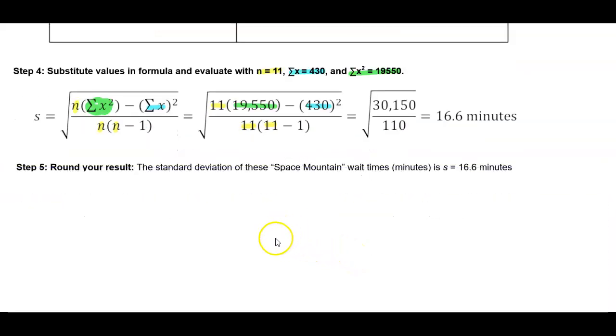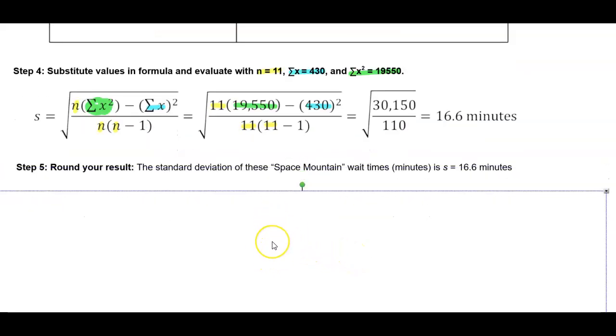So again, in step 5, we would round our result. So we'd say that the standard deviation of these Space Mountain wait times minutes is 16.6 minutes.